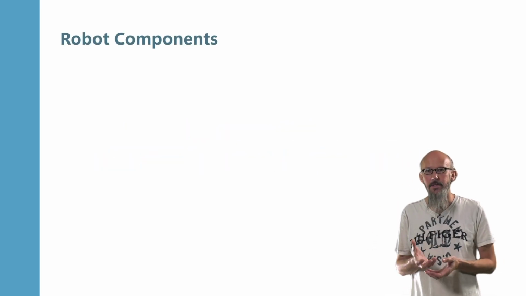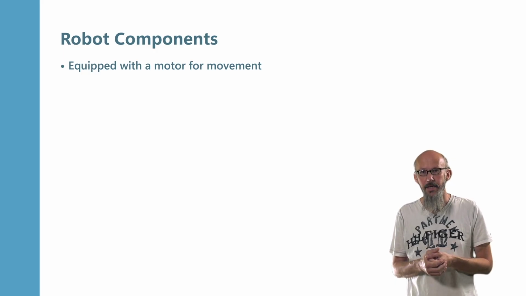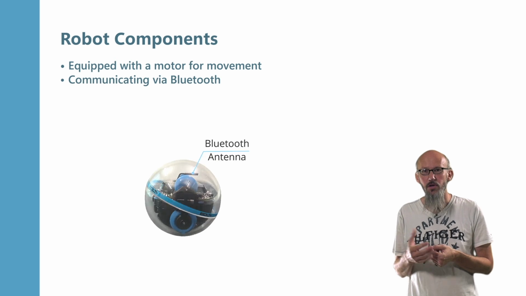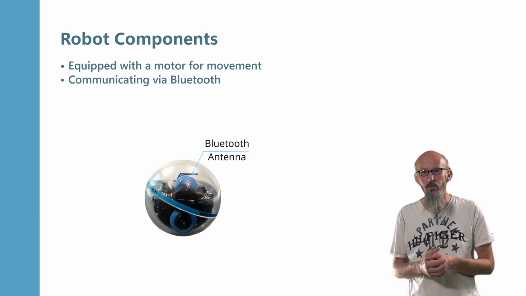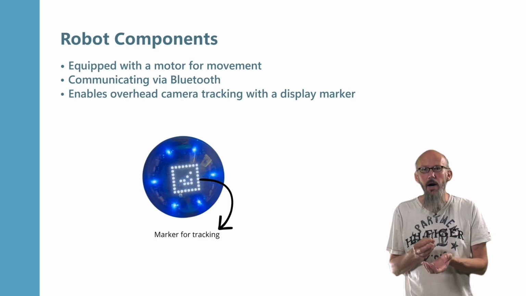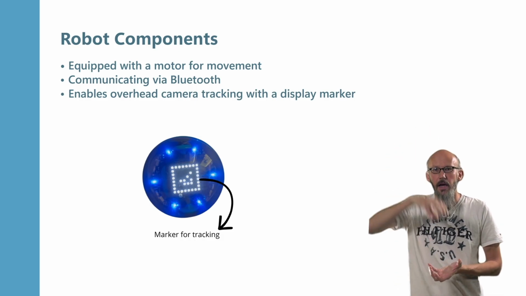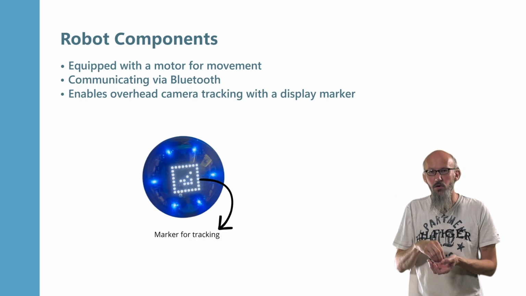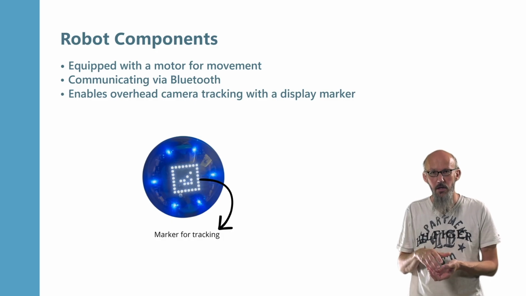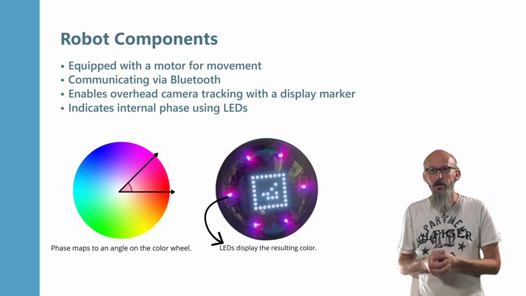Each robot contains a motor that provides the locomotion capability so that the robot can move around. Secondly, it contains a communication module. In this particular case, we use a Bluetooth module. Further on, it has a display. On the display, we present a marker to identify the robots. This marker is then filmed by a camera on top of the system, which can see these markers, identify the robots and also find their location. And finally, the robots contain colored LEDs that represent the internal phase in a color-coded fashion.